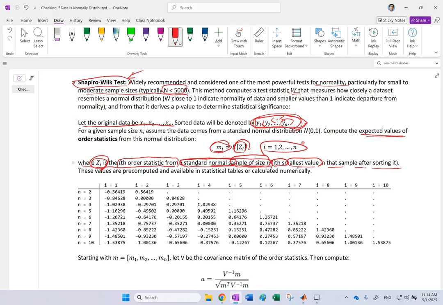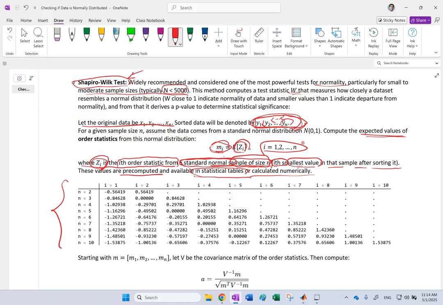So these values are typically pre-computed. They use Monte Carlo simulations, and they calculate these in advance. They are available in statistical tables. Or you can calculate them numerically, but in this case, we have tables like this that you can go to, and these tables are there to give you exactly the thing that you want.